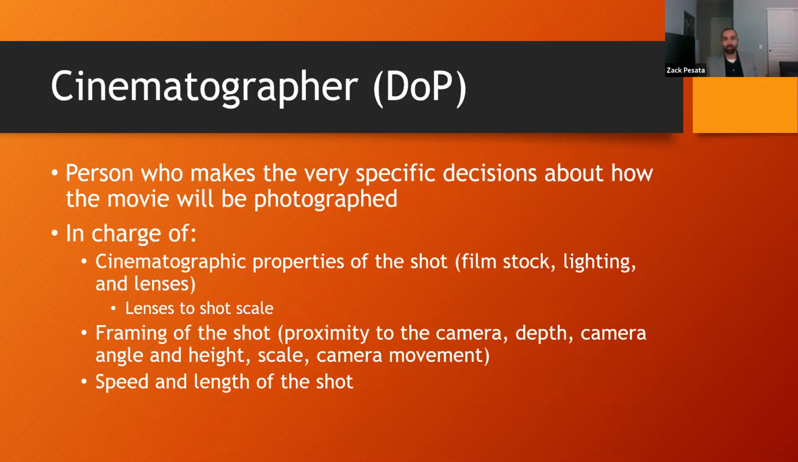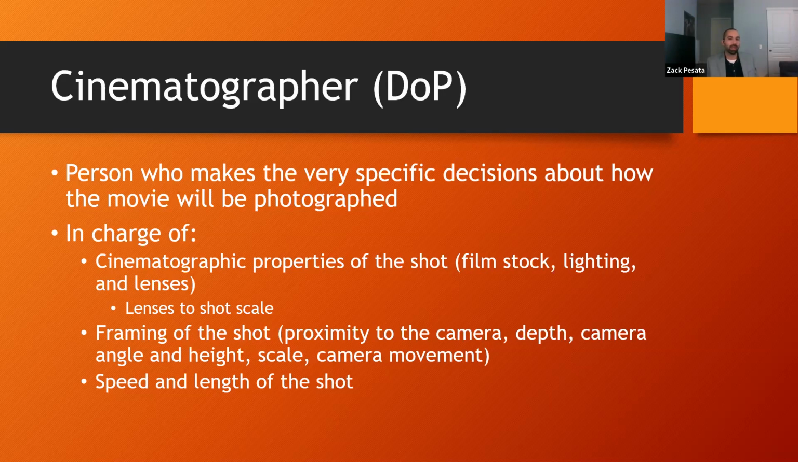Cinematographer. This is the person who makes the very specific decisions about how the movie will be photographed. They're in charge of the cinematographic properties of the shot, from film stock, lighting, and lenses. Film stock's an odd inclusion. But we'll talk about cinematography in depth with the 5 elements of cinematography.